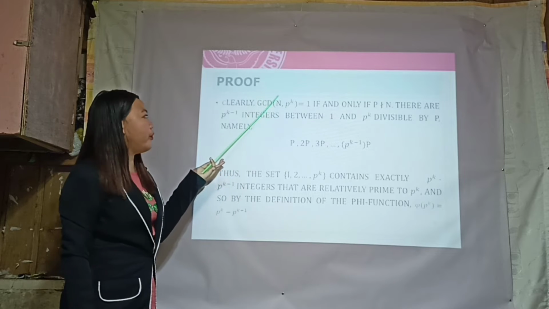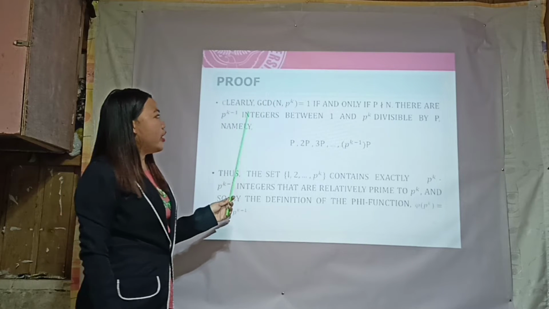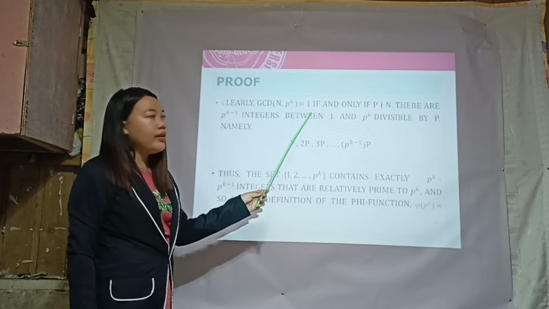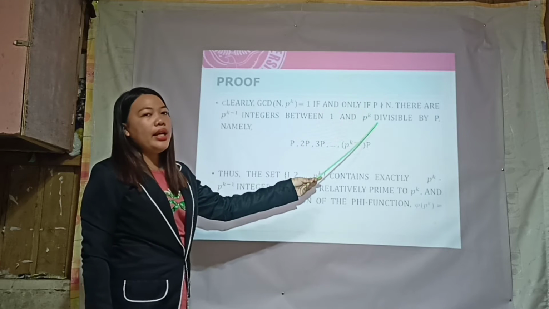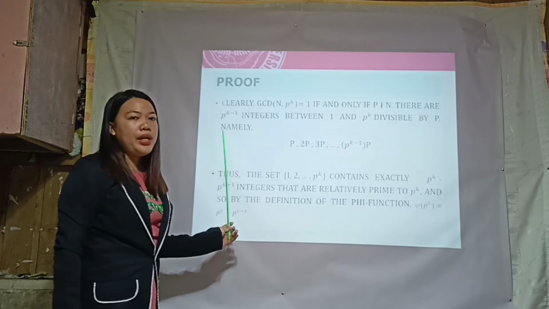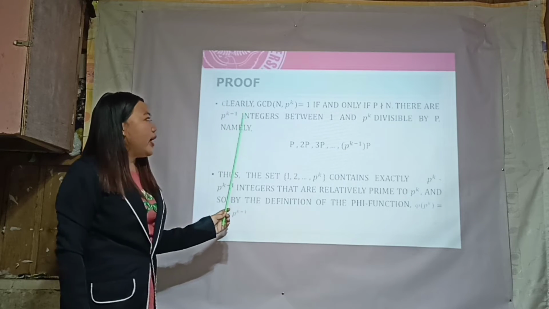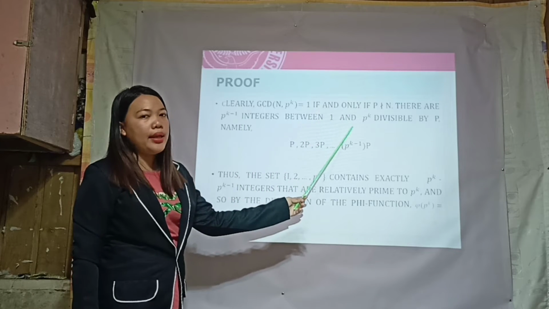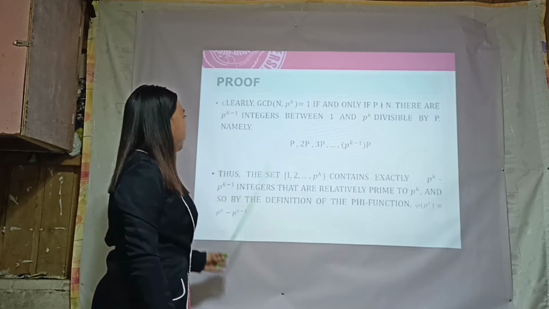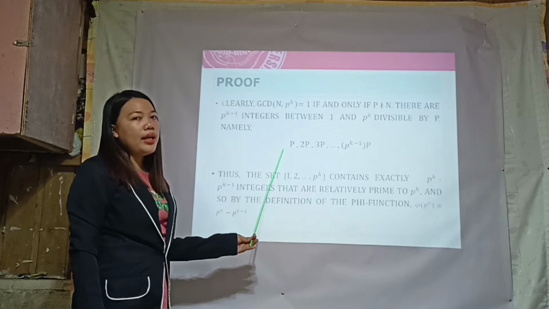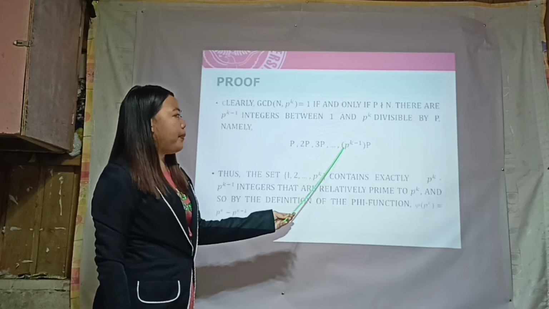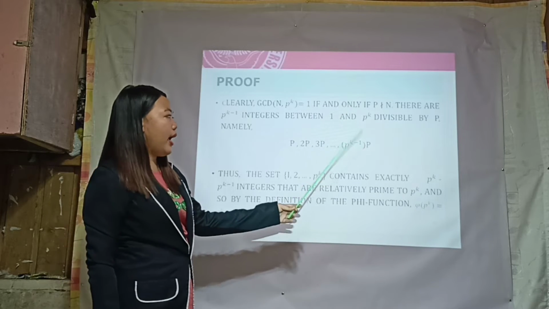So, let's move to the proof. Clearly, the GCD of n and p raised to the power of k is equal to 1 if and only if p does not divide n. There are p raised to the power of k minus 1 integers between 1 and p raised to the power of k divisible by p, namely p, 2p, 3p, until p raised to the power of k minus 1 times p.